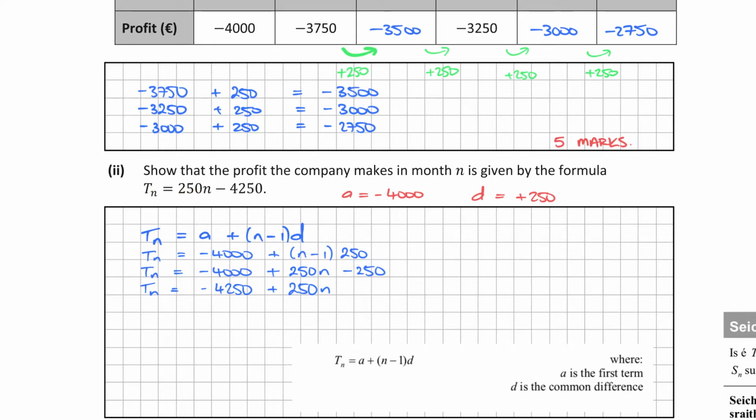And you can see the way we had this at the start, T of n is equal to, now they put the letters first, so 250n minus 4,250. So let's rearrange it like that. T of n is equal to 250n minus 4,250. So you can see there that we've done what we were asked to do. And that question there, that year, was worth 10 marks. So we'll just move on there to the next part of the question, which is part 3.